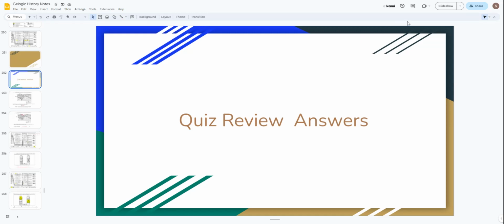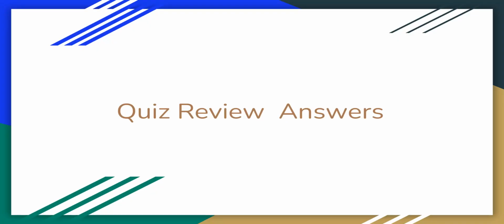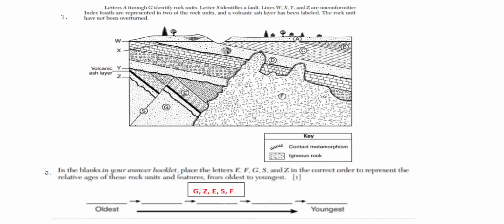Hi everyone. So today we're going to go over the relative dating quiz review and we're going to go over the answers in this video. So let's get started. This is question number 1. The correct answer for question number 1A is G, Z, E, S, F. G being the oldest and F being the youngest.